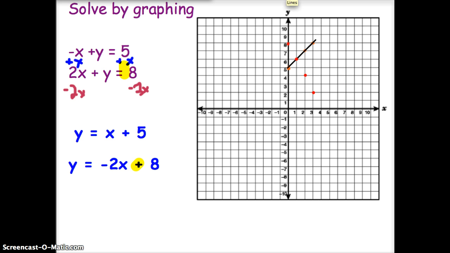Here we're going to be able to see fairly easily which ordered pair overlaps. If it's not as easy to see, you may have to extend your lines out, and there's no harm in drawing them extra long just to make sure that you do in fact have that intersection clearly labeled. Our ordered pair appears to be the ordered pair 1, 6. Let's test to make sure.